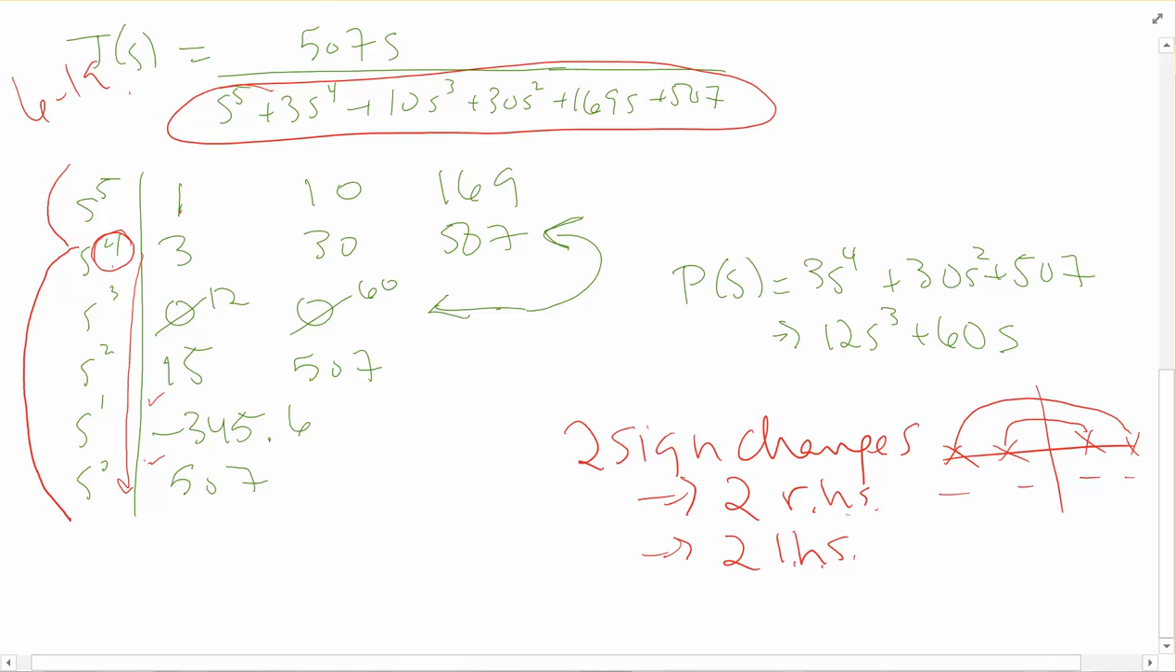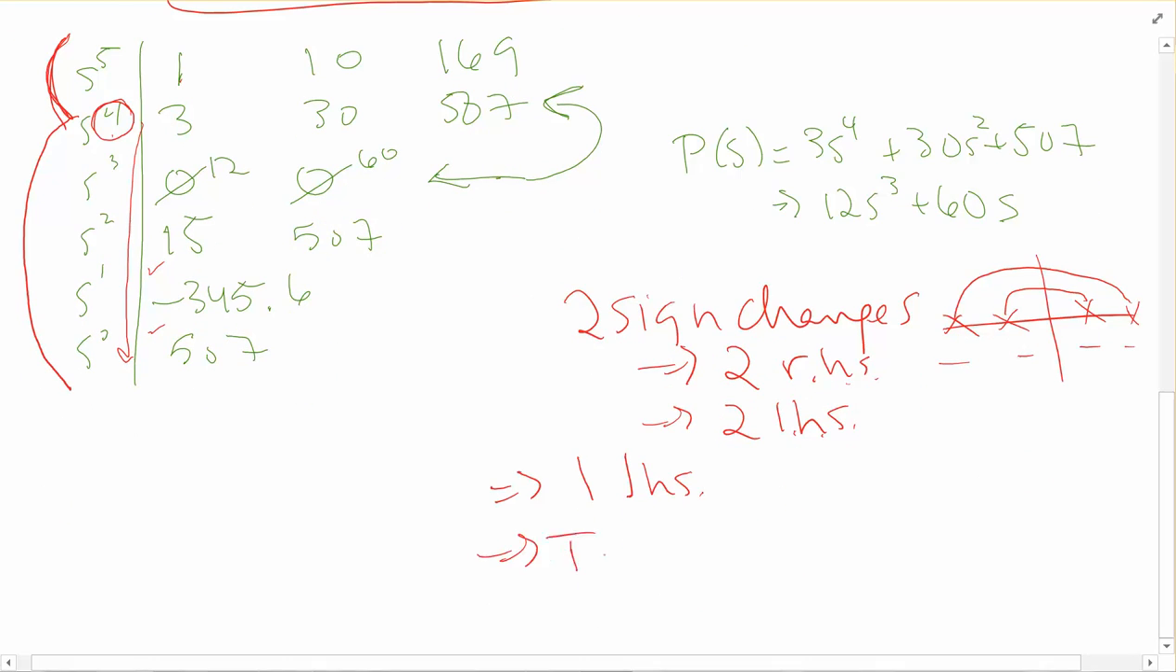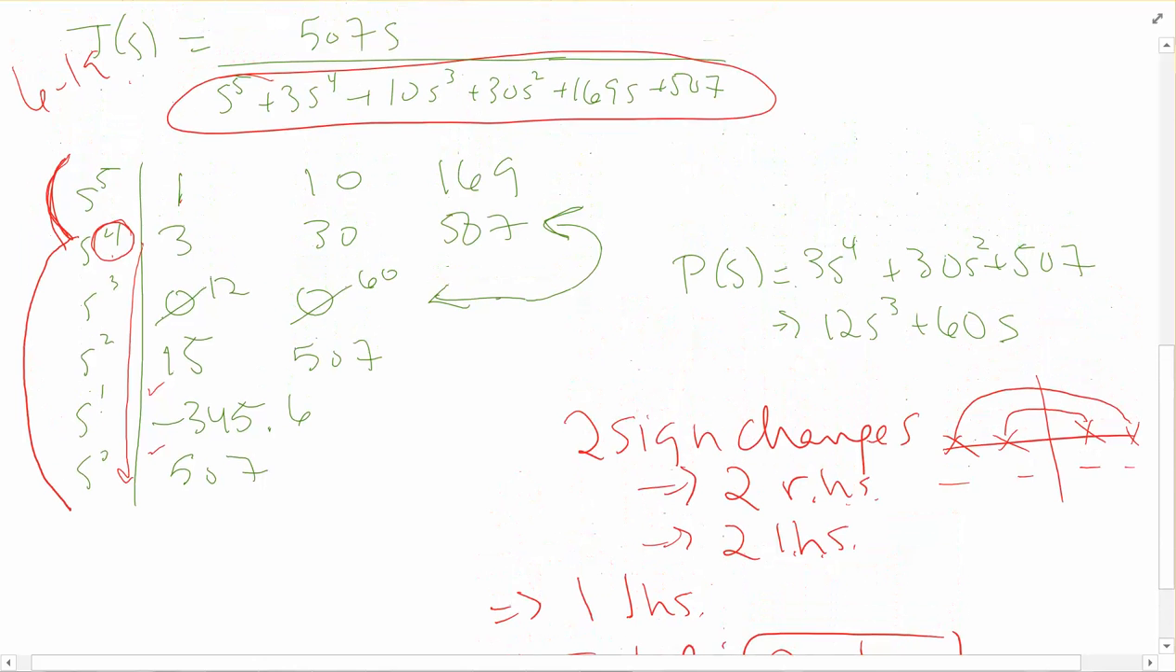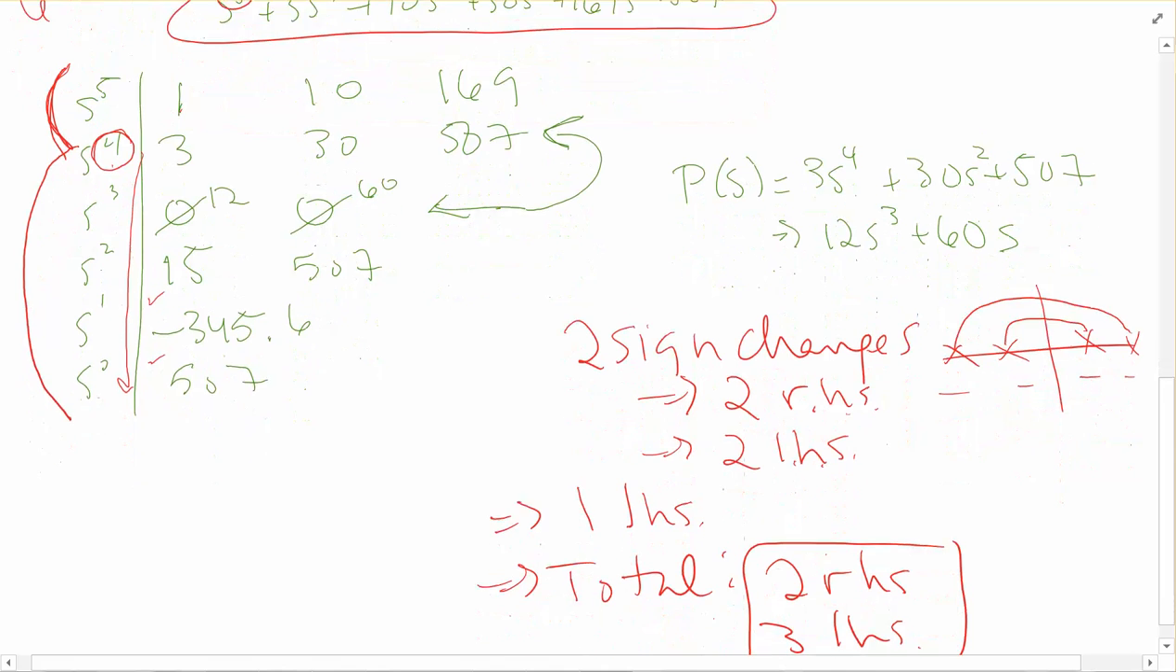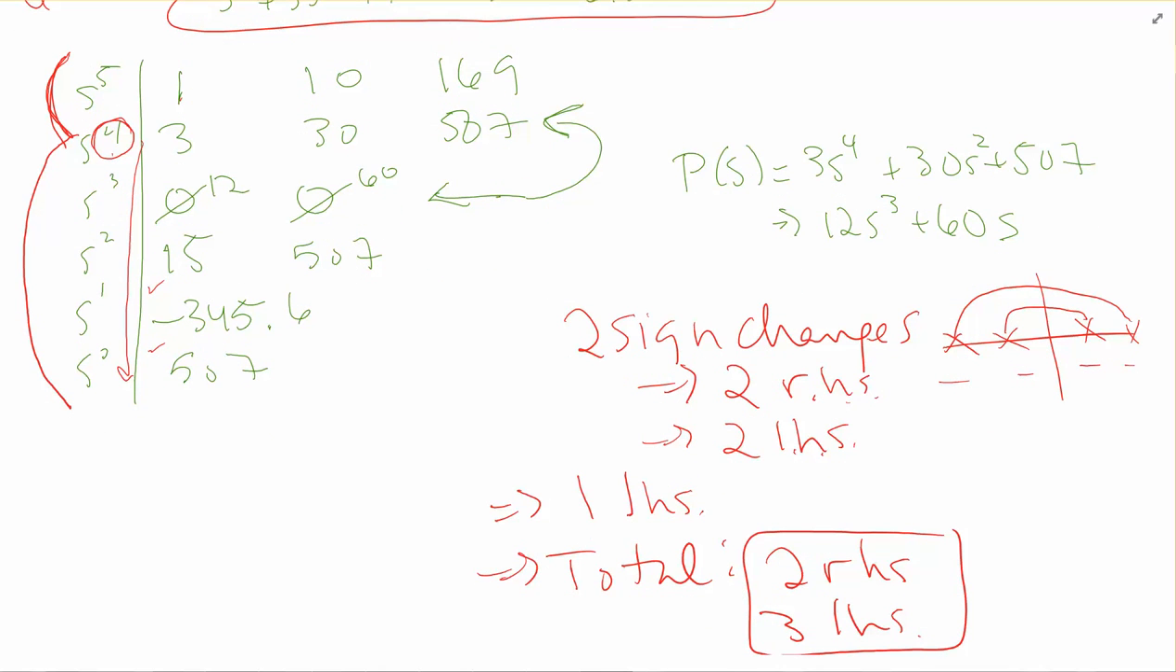Now we need to look for the rows above the auxiliary polynomial. So we just have this one row, the one between s^5 and s^4. There is no sign change, so that means there's 1 on the left hand side for that one. So our totals then, we're going to have 2 on the right hand side and then 3 on the left hand side. Right? And that gives us a total of 5 poles, which is what we should have because we have a 5th order equation.